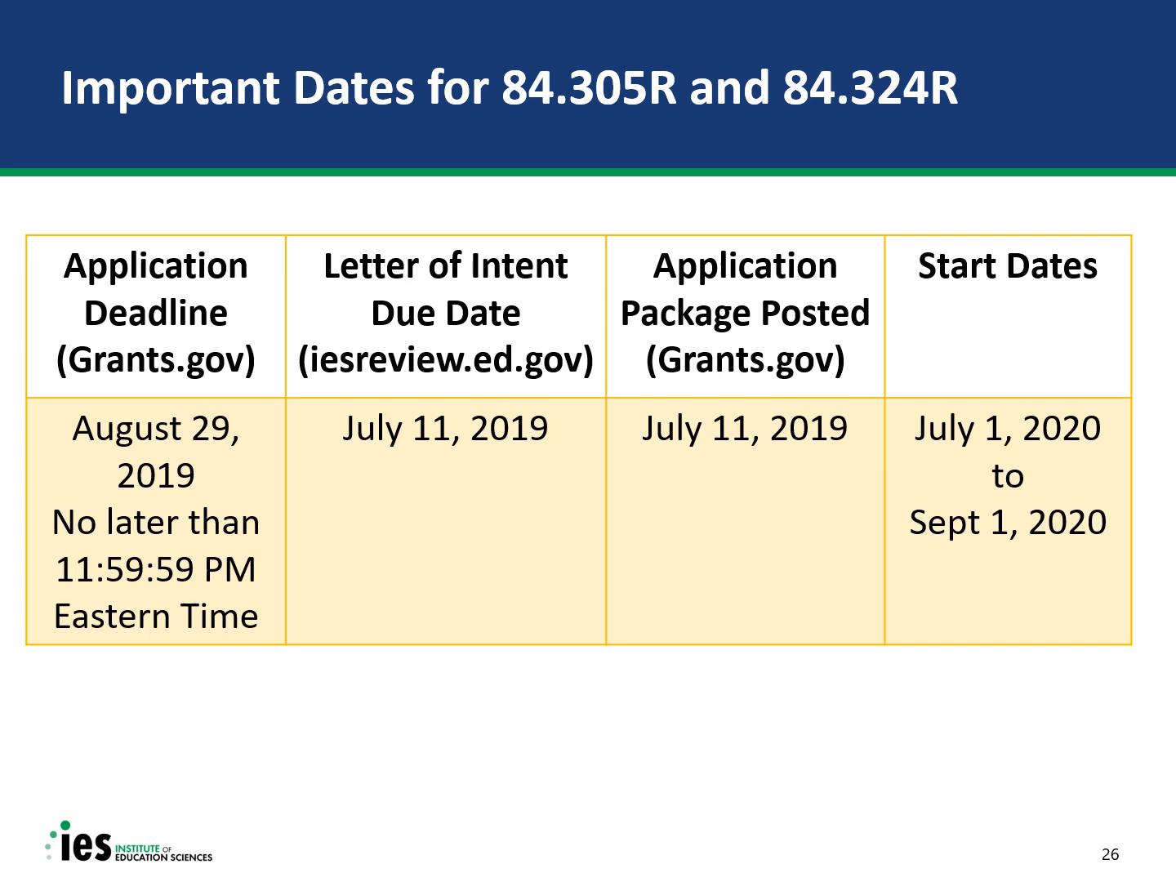This slide includes important dates for 84.305R and 84.324R. Applications must be received at grants.gov no later than August 29, 2019 at 11:59 and 59 seconds p.m. Eastern Time. Letters of intent are due on July 11, 2019, and the application packages will be posted on grants.gov on July 11th as well. The possible start dates for the award are between July 1, 2020 and September 1, 2020.